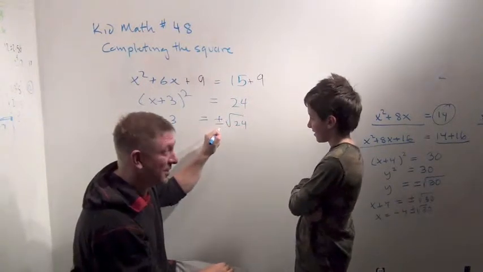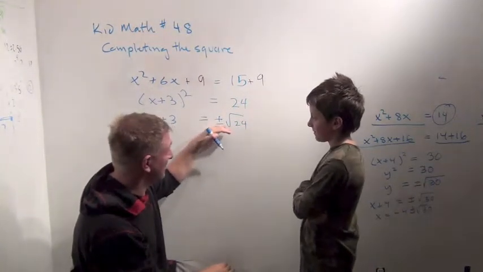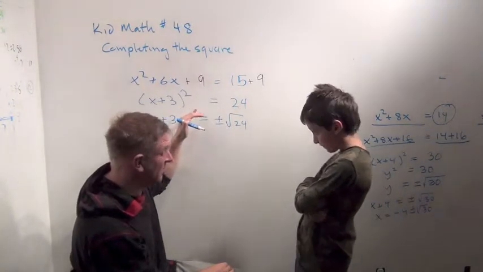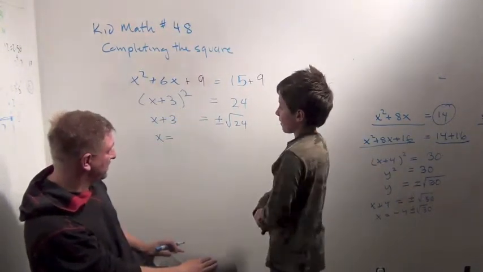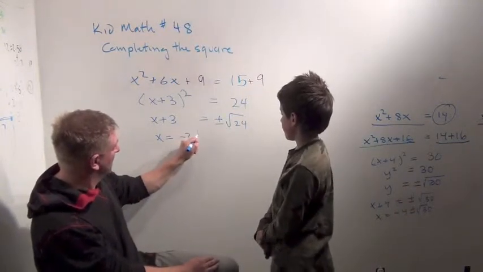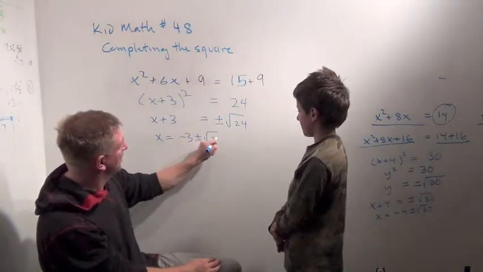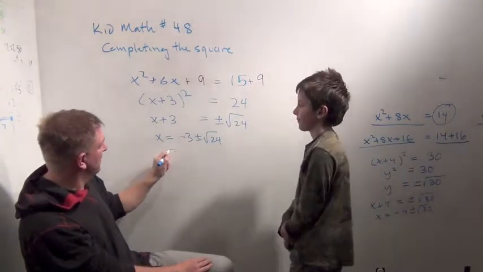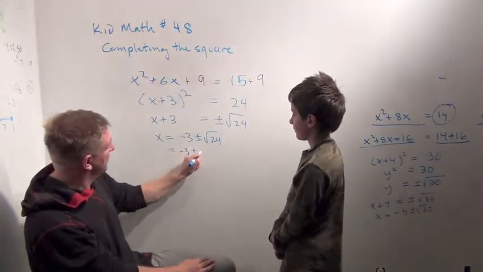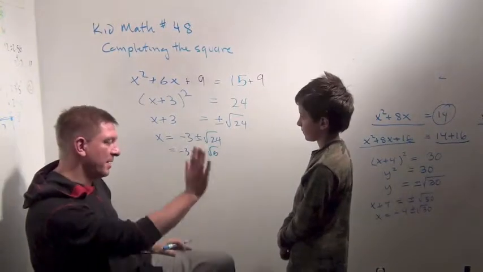We always have to remember that plus and minus, because negative the square root of 24 also works, right? So what does x equal? x is minus 3 plus or minus the square root of 24. The square root of 24 can be simplified. You're absolutely right. 2 times the square root of 6. Minus 3 plus or minus 2 times the square root of 6. Good job. Hey, high five.